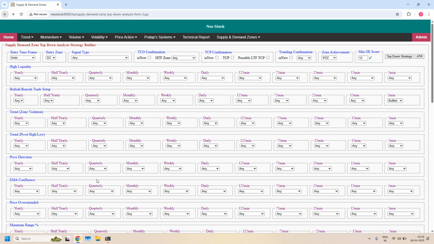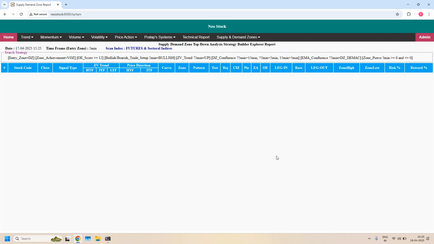Let's filter the EMA confluence at 75 minutes time frame and checking 75 minutes demand zone having daily EMA confluence or not. At the same time, trend on the 75 should not be sideways. It should be uptrend because it is bullish trade setup. Let's filter. So none of those stocks are having daily EMA confluence.